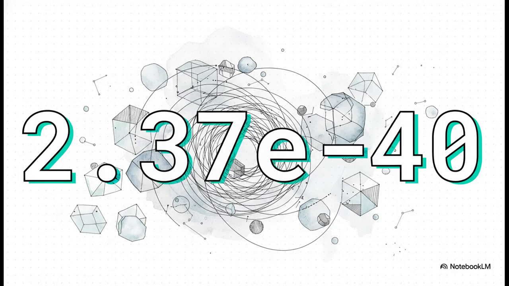That is 0.000, and you just keep going for 40 zeros until you finally hit 237. It essentially becomes nothing. A 100-dimensional sphere contains practically zero volume.